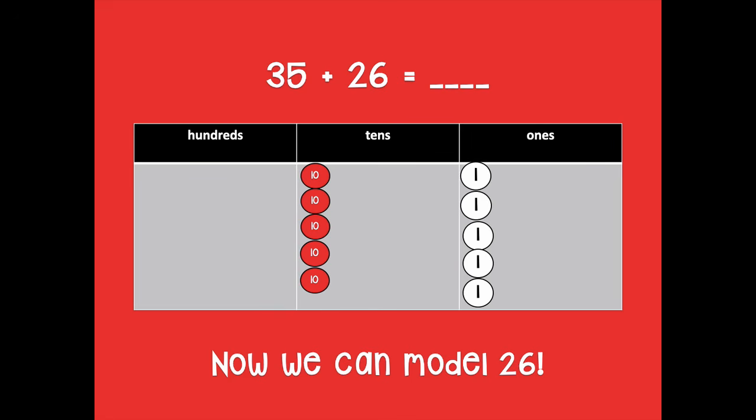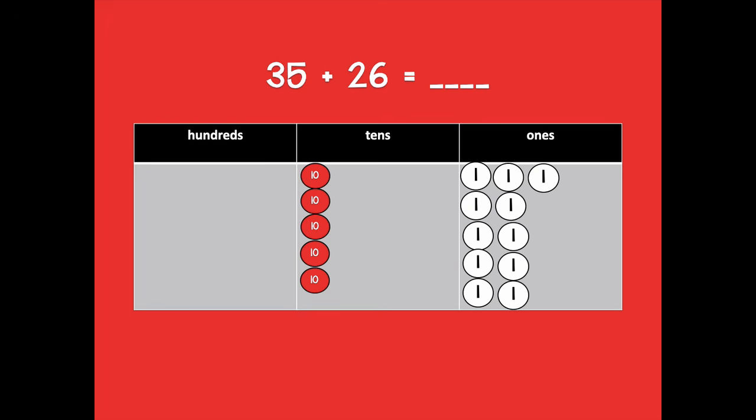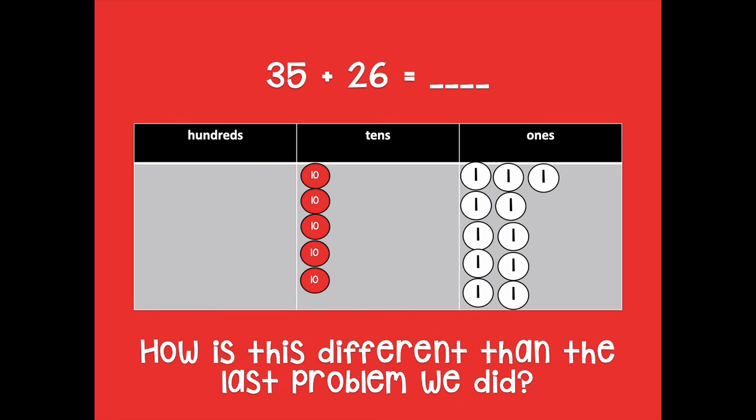All right, friends, here's my 20 and my 6, so 26. So now modeled all together there, I have 35 plus 26. So friends, how is this different than the last problem that we did? The last problem was 35 plus 6. So how is this different? Yeah, we're adding 2 more 10s, right?